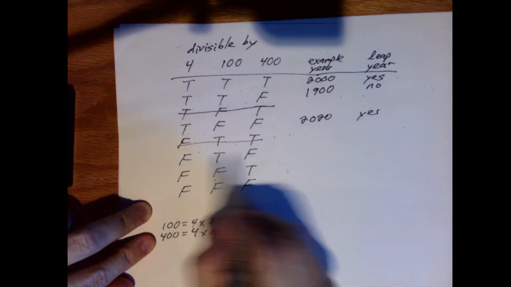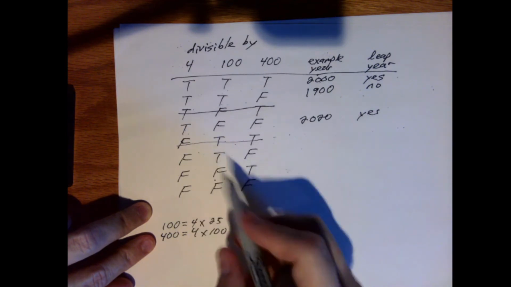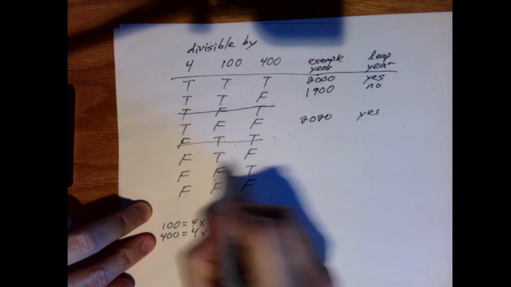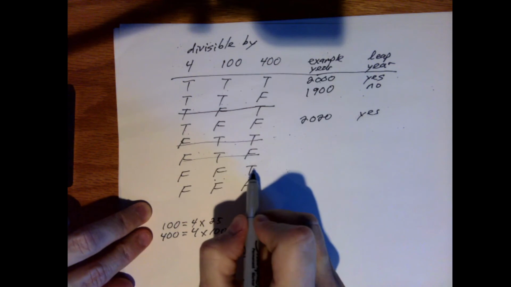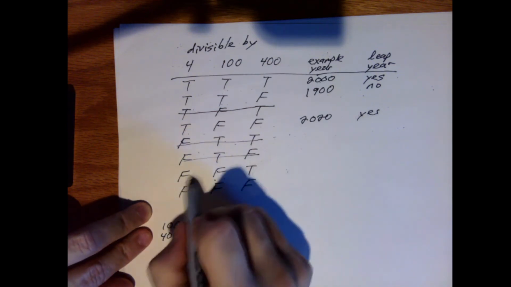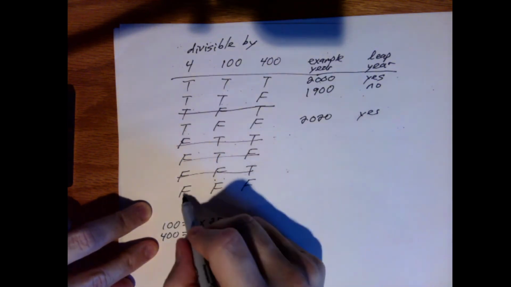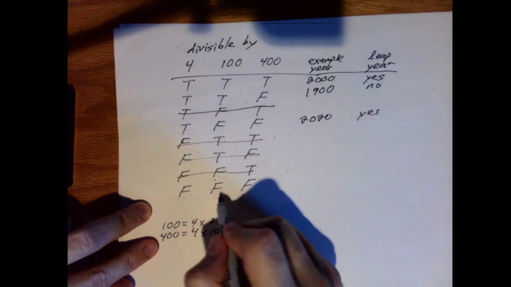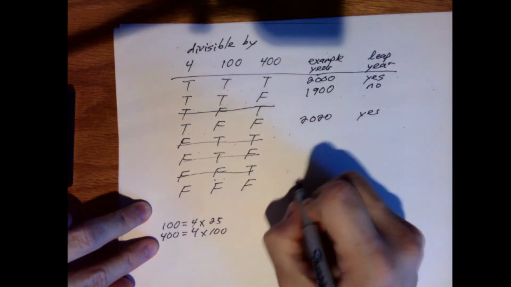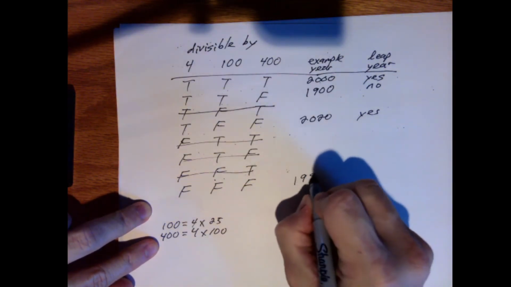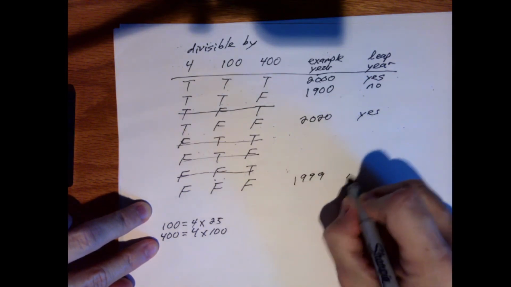Not divisible by 4 and not 400, but divisible by 100. Once again, if it's divisible by 100, it has to be divisible by 4, so that's not possible. Divisible by 400, but not the other two? No, that's not possible. Is it possible for a year to not be divisible by 4, 100, or 400? Yes. Such as 1999. And that's not a leap year.